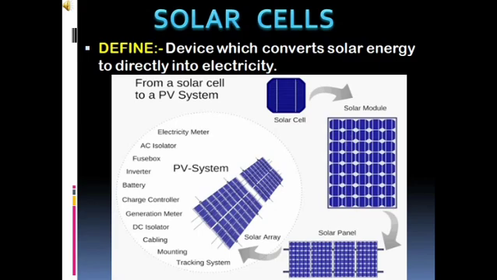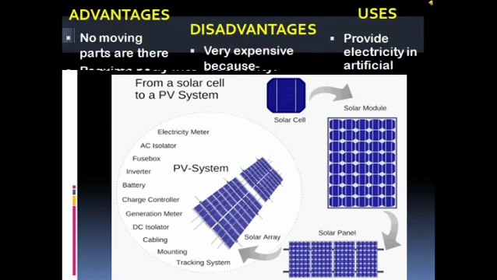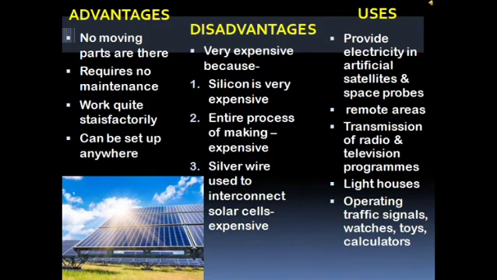Now let's discuss the advantages and disadvantages. Advantages: there is no moving part, so it does not require any maintenance. And the second advantage is that it can be set up in remote inaccessible areas, meaning it is mainly for these areas only. Disadvantages of using it: the special grade silicon is very expensive, and the silicon wire is also very expensive. So overall we can say the entire process is very expensive, so everyone cannot afford this.